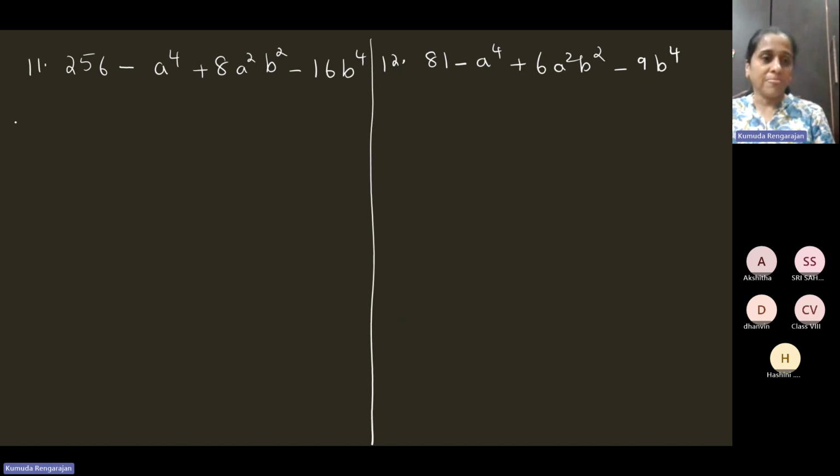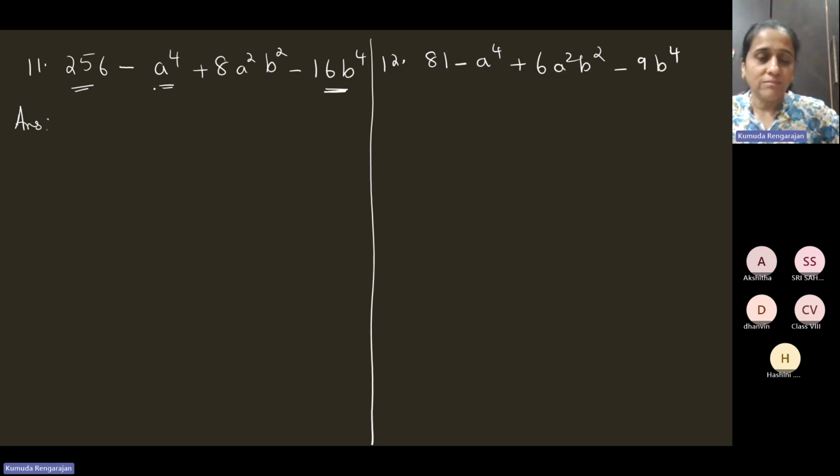All right. Four terms, three terms are perfect squares. 256 is 16 the whole square. A to the power 4 is a squared the whole square. 16b to the power 4 is 4b square the whole square.